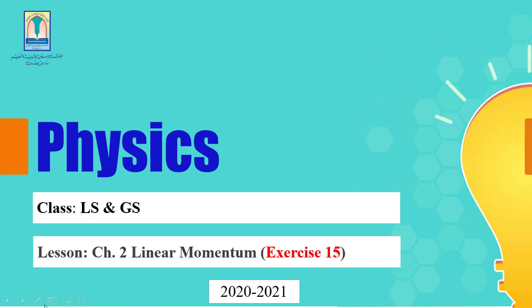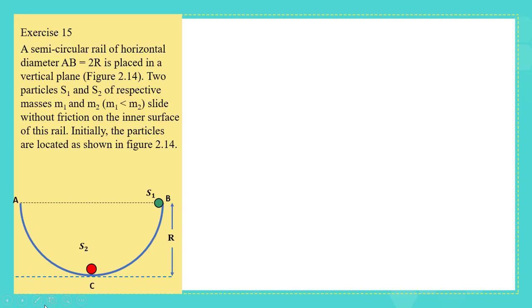This video is about solving exercise number 15 in our book. The exercise states that a semicircular rail of horizontal diameter AB equals 2r is placed in a vertical plane. Two particles S1 and S2 of respective masses m1 and m2, such that m1 is less than m2, slide without friction on the inner surface of this rail. Initially, the particles are located as shown in this figure.